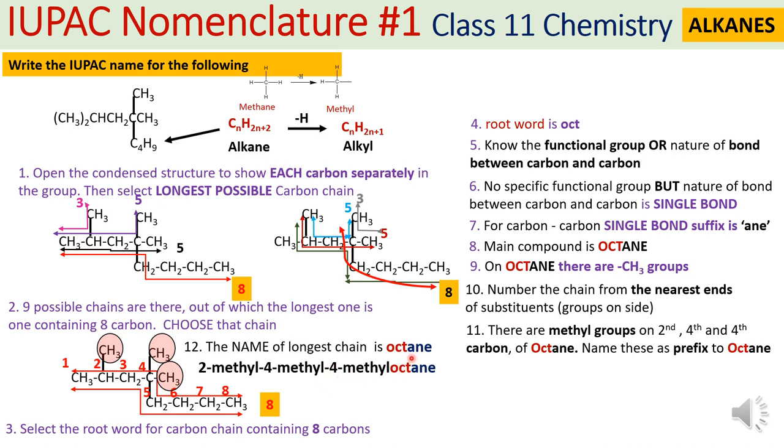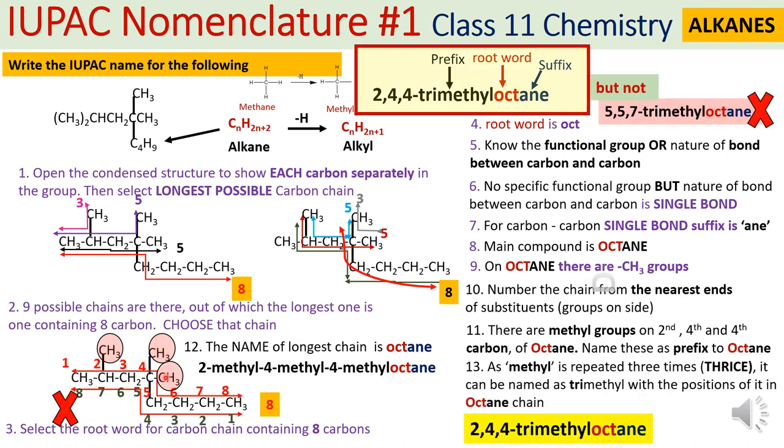On this octane, how to name this? Between the numbers and the letters, there has to be a hyphen. So 2-methyl for this. As I mentioned, from the letters or words to the number, there must be a hyphen or a dash. After 2-methyl, they have methyl groups on the 4th position. So write a dash, then 4, on 4th there is methyl, that I have written, then octane. So this is the name of this compound.